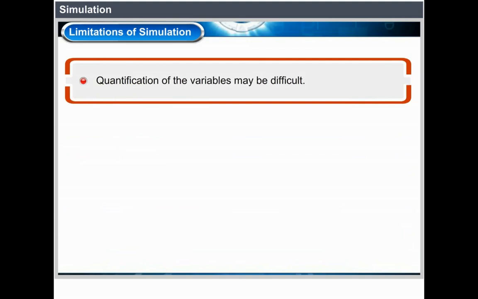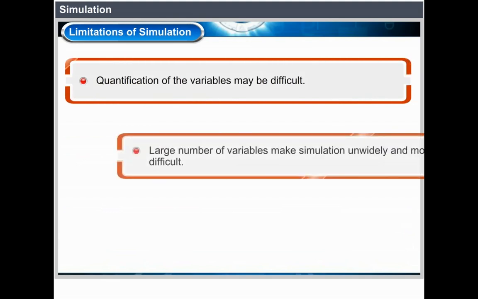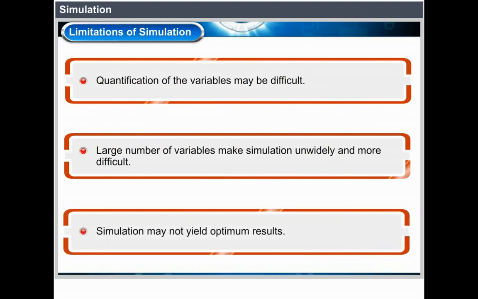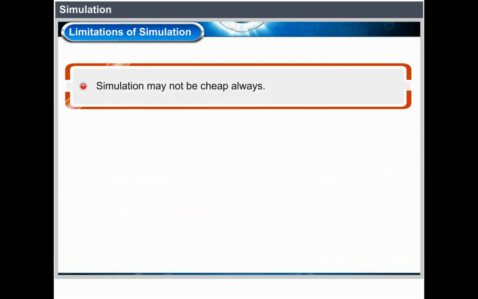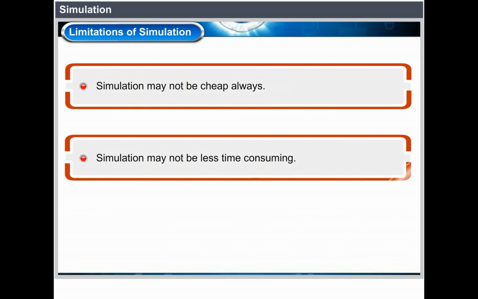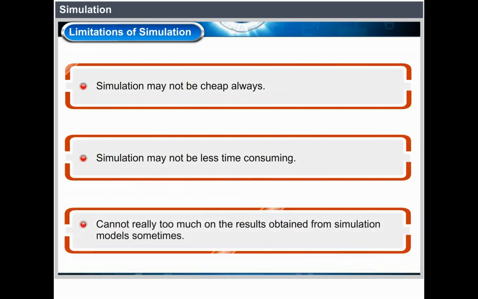Limitations of simulation: quantification of the variables may be difficult. A large number of variables makes simulation unwieldy and more difficult. Simulation may not yield optimum results. Simulation may not always be cheap. Simulation may not be less time consuming. Sometimes one cannot rely too much on the results obtained from simulation models.